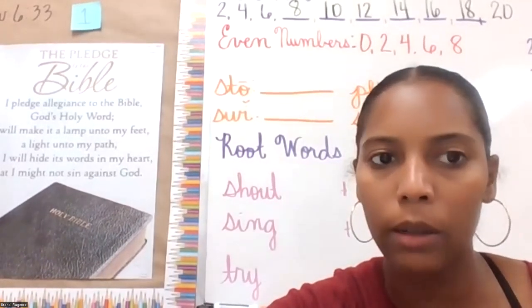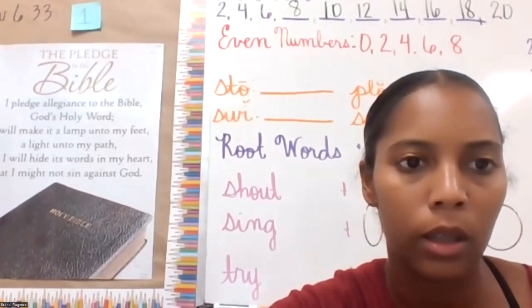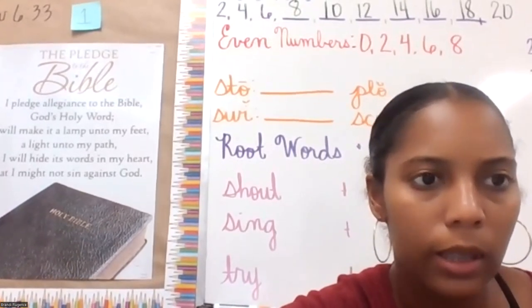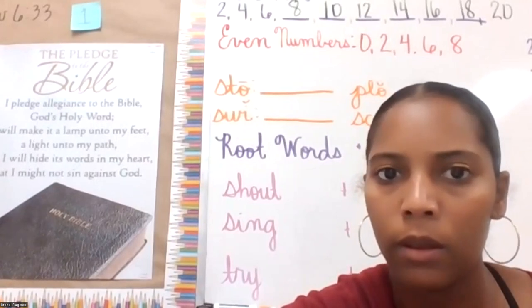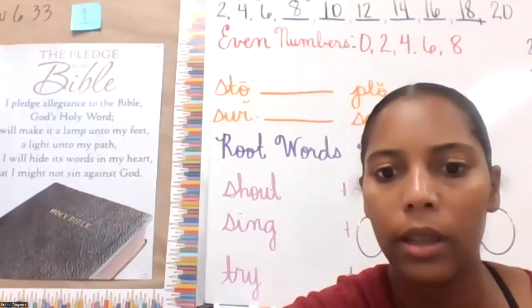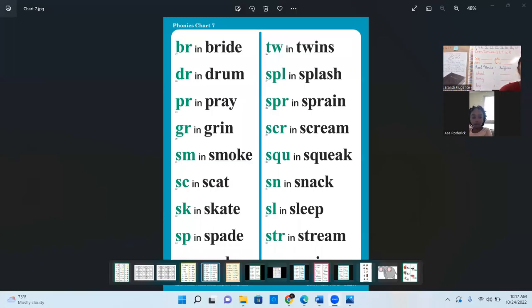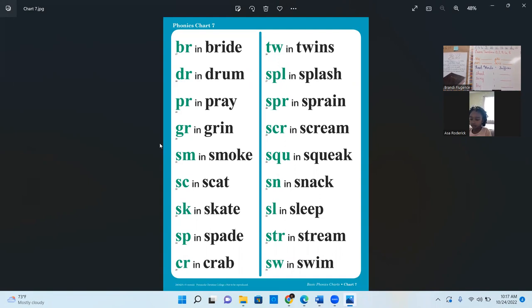All right, so we will go ahead and get started on our phonics charts. We're going over 7 and 8, and I'm introducing 9 today. All right, let's look at chart 7 here. Turkey. Next one. Then look right here in the center. So everybody can see. All right, let's begin with BR. BR says brr, brr, brr. DR says dr, dr.